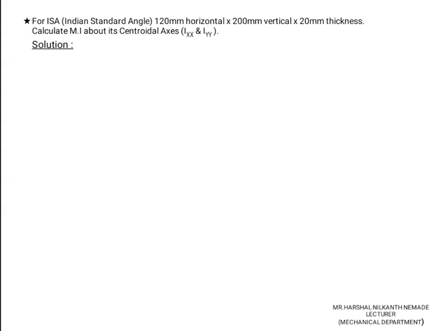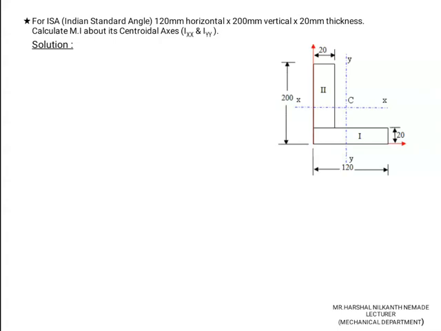Now for next question. For ISA, Indian Standard Angle, 120 mm horizontal multiplied by 200 mm vertical multiplied by 20 mm thickness, calculate moment of inertia about the centroidal axis Ixx and Iyy. So in the figure, there is an L section. First section is 120 by 20 and second section is 200 by 20.